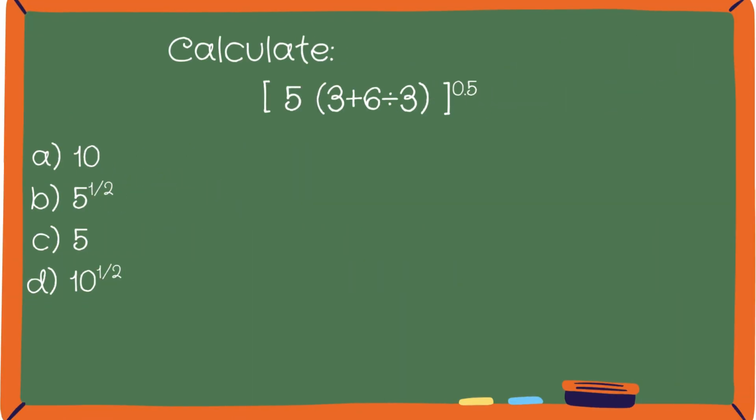Look at this expression. A bracket opens, 5. Then we open a parenthesis. And inside the parenthesis it says 3 plus 6 divided by 3. The parenthesis closes, the bracket closes, and all of this is raised to the power 0.5. And the alternatives are these. Look, alternative A, 10. Alternative B, 5 raised to the 1/2. Letter C, 5. And alternative D, 10 raised to the 1/2.